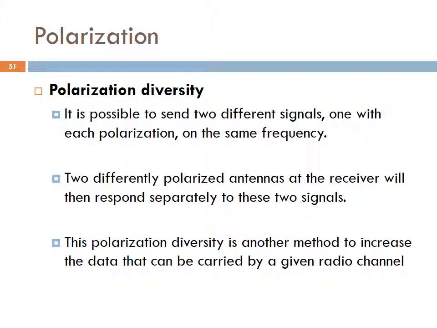As for polarization diversity, it's possible to send two different signals. Here we have two different signals, one with each polarization and using the same frequency channel. So two differently polarized antennas at the receiver will then respond separately to these two signals. This polarization diversity is another method to increase the data that can be carried by a given radio channel. So we should distinguish between mixed polarization and polarization diversity.